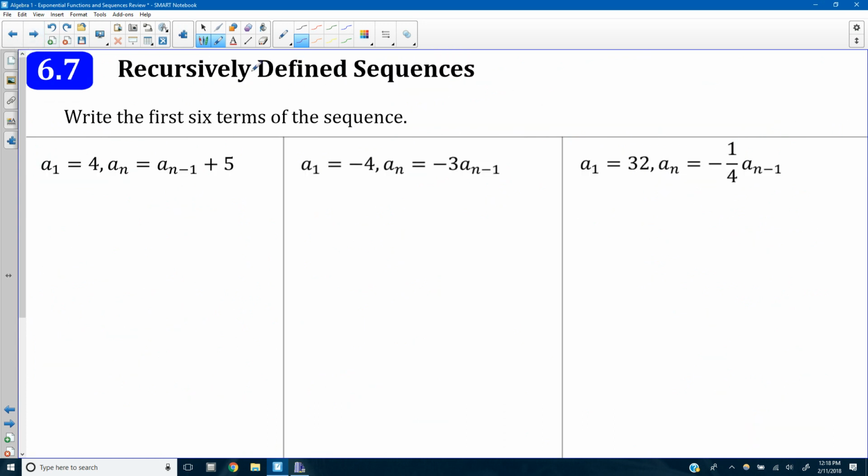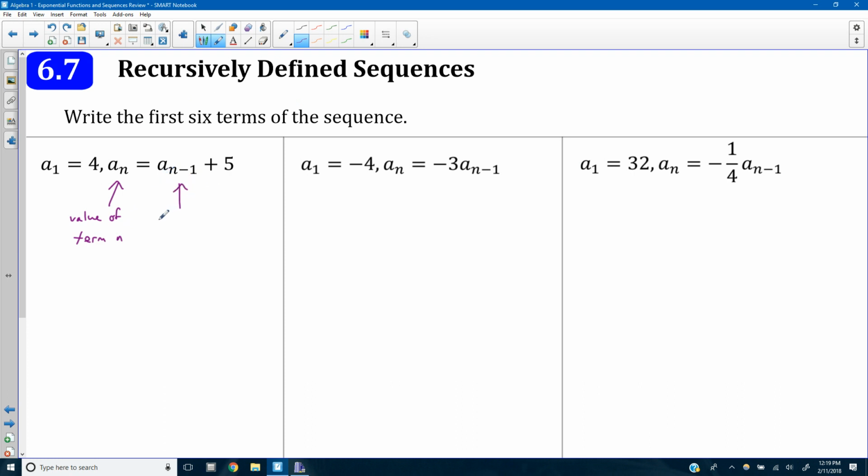This is the last section, recursively defined sequences. Write the first 6 terms of the sequence, and what you have is something that looks very weird. And in fact, when I wrote this in class, I wrote it a little bit differently. They do mean the same thing here. First of all, you have to understand what these things mean, a sub n. A sub n means the value of term n. So if n was 2, it's the value of the second term, value of term 2.